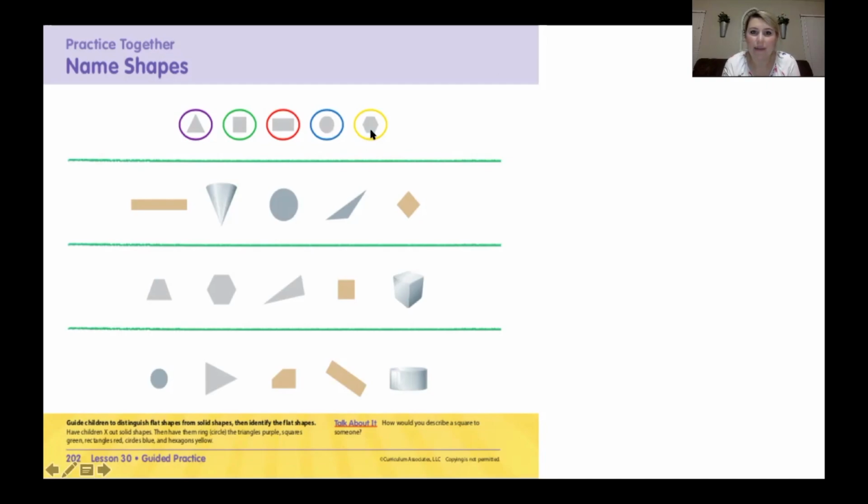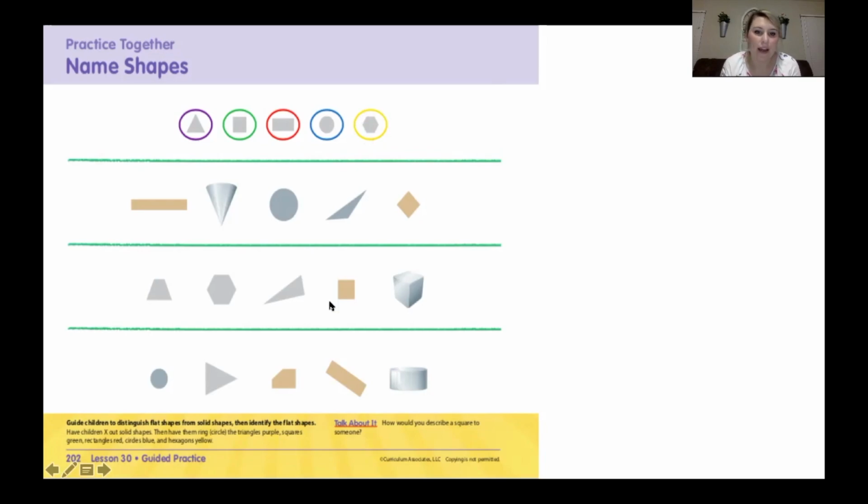And then here we have our last shape, our last 2D shape. And do you remember what that one's called? If you guessed a hexagon, you're right. It's a hexagon. It has 6 sides. Let's count them together. 1, 2, 3, 4, 5, 6. The directions are showing us to circle it in yellow.